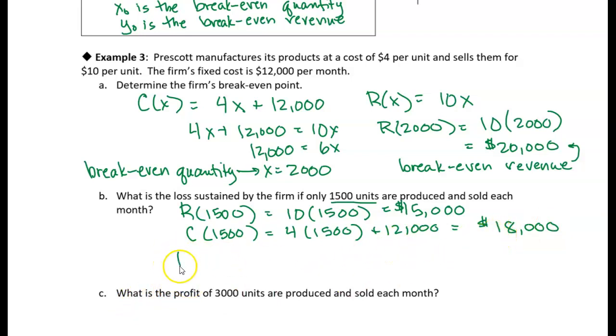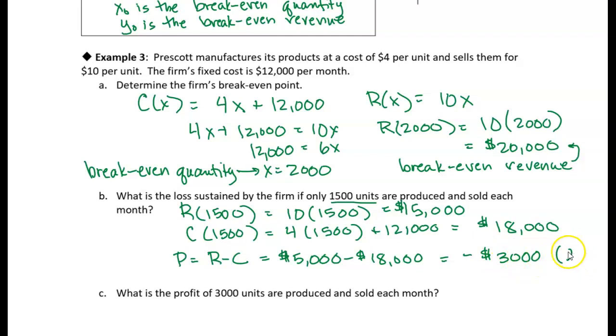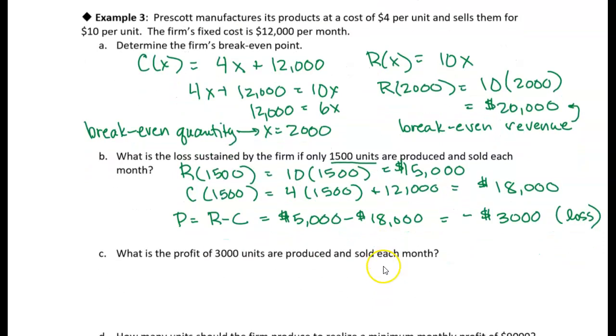And the profit is just going to be the revenue minus the cost. So in this case, $15,000 in revenue minus $18,000 in cost leaves us with a loss of $3,000, right? It's going to be negative $3,000, which means a loss. Okay? So that's our loss if we only produce 1,500 units.